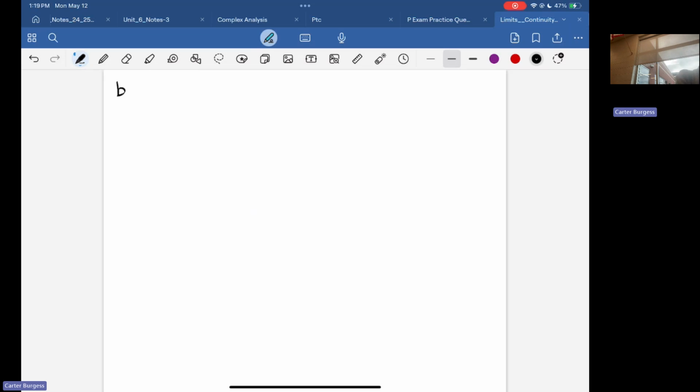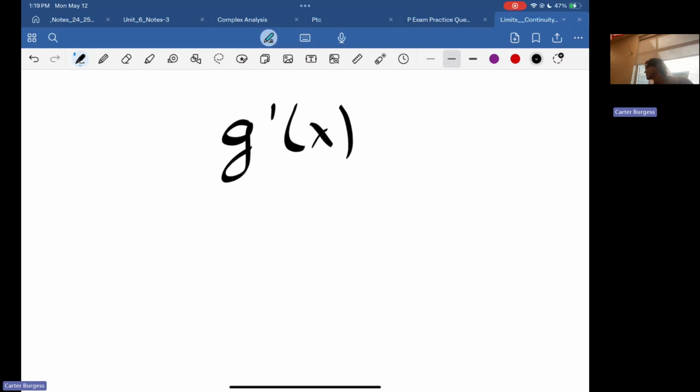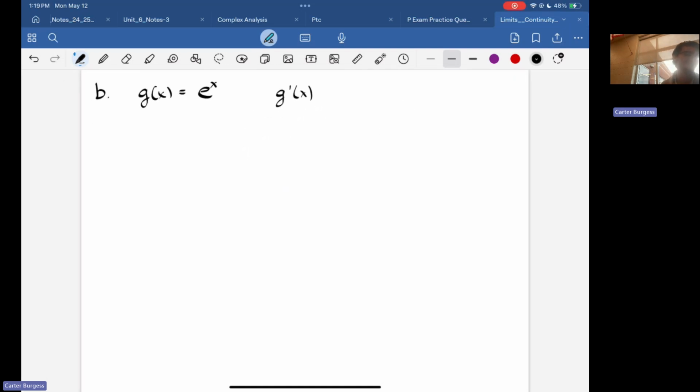So we are looking at g of x is equal to e to the power of x, and we want to find the derivative, denoted as g prime of x. This is like a little apostrophe. I had someone in second ask, is that a 1? No, it's a little apostrophe.